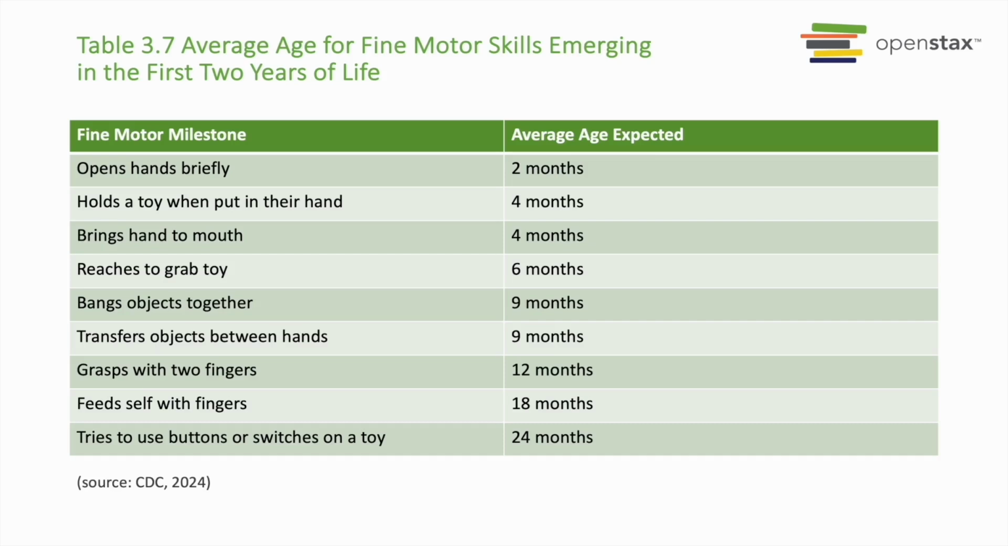Now we're going to look at the average age for fine motor skills emerging in the first 2 years of life. Firstly, opens hands briefly. Average age expected is 2 months. Holds a toy when put in their hand, 4 months. Brings hands to mouth at 4 months. Reaches to grab toy at 6 months. Bangs objects together about 9 months. Transfers objects between hands 9 months. Grasps with 2 fingers at 12 months. And feeds self with fingers at 18 months. And finally, tries to use buttons or switches on a toy about 24 months.